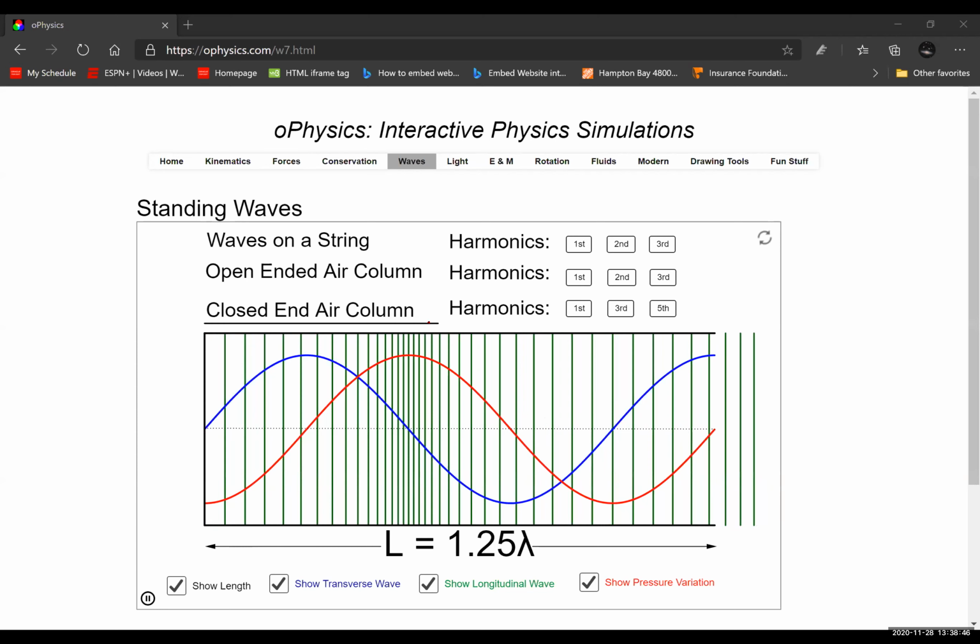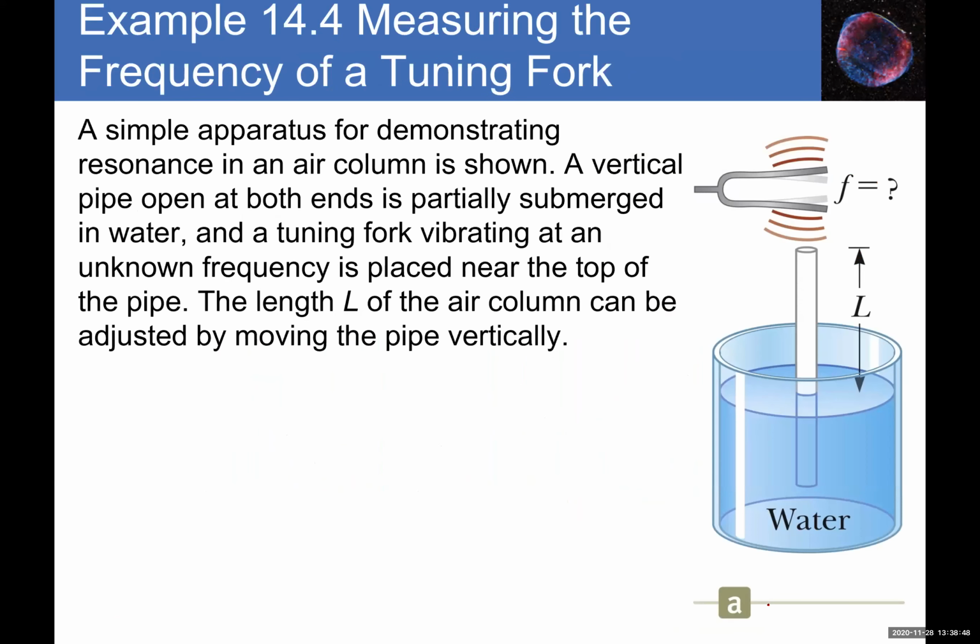All right, let's go back and look at this example here. A simple apparatus for demonstrating resonance in an air column is shown. This is actually one of the experiments that we would have done in class, a relatively nice experiment to verify the speed of sound. A vertical pipe open at both ends is partially submerged in water, and a tuning fork vibrating at an unknown frequency is placed near the top of the pipe. The length L of the air column can be adjusted by moving the pipe vertically.